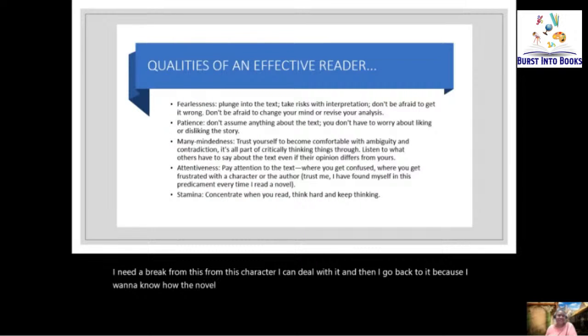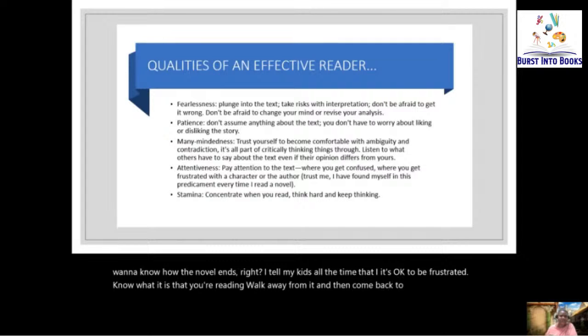I tell my kids all the time that it's okay to be frustrated with what you're reading. Walk away from it and then come back to it later. Right. And stamina, right?